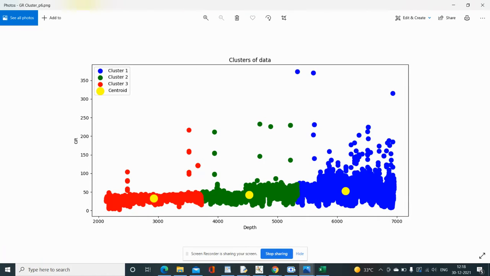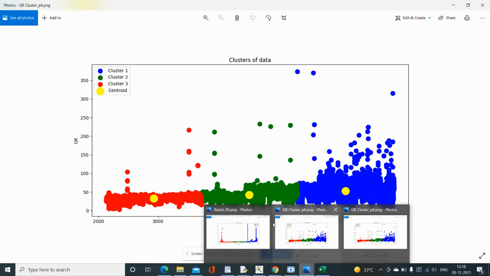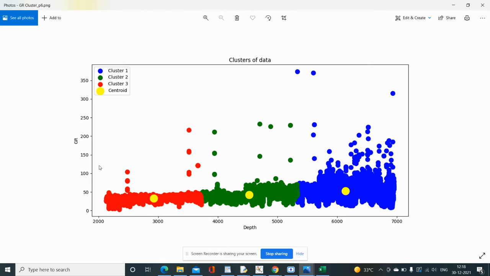Here we have this gamma ray plot. The gamma ray trend we can visualize from the plot. Apart from that, we can also see that our data is grouped under three classes or three clusters. Also, we can see that there are some data points that are farther away from the data centers, I mean cluster centers.